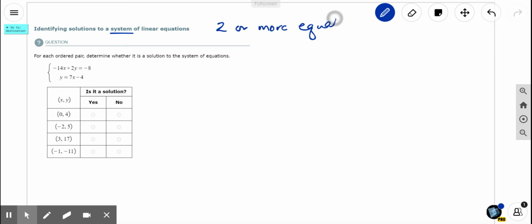That's important because a system means that you are going to be talking about two equations and you're going to be looking for a solution to both equations. If it is a solution to the system, it has to be true for both equations. So in these, all you're doing is checking to see if this point is a solution to both of these.